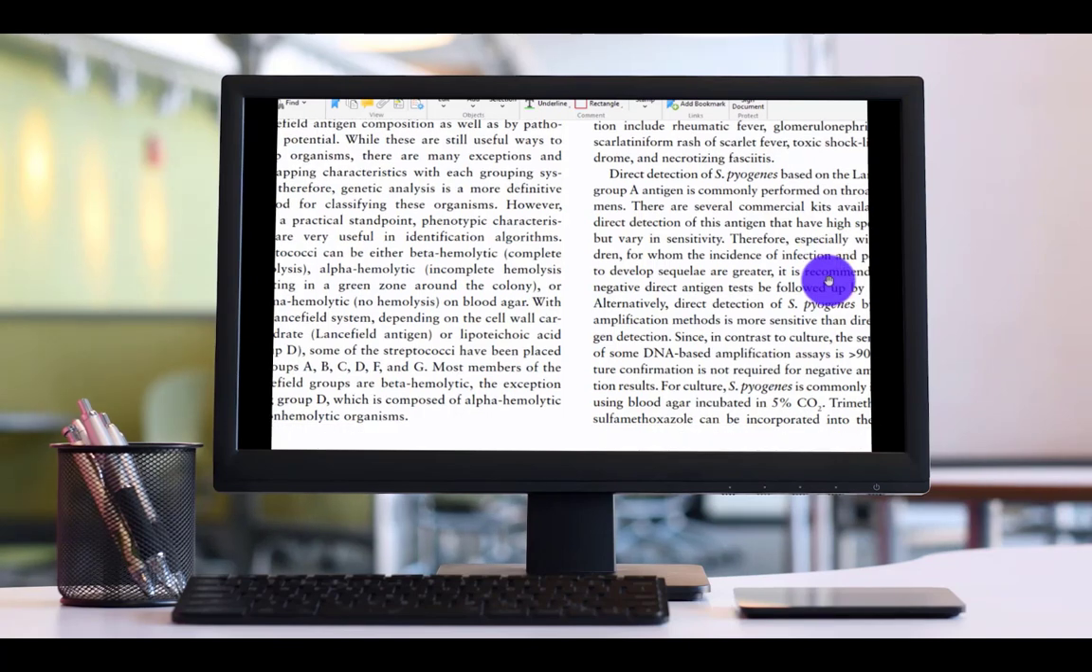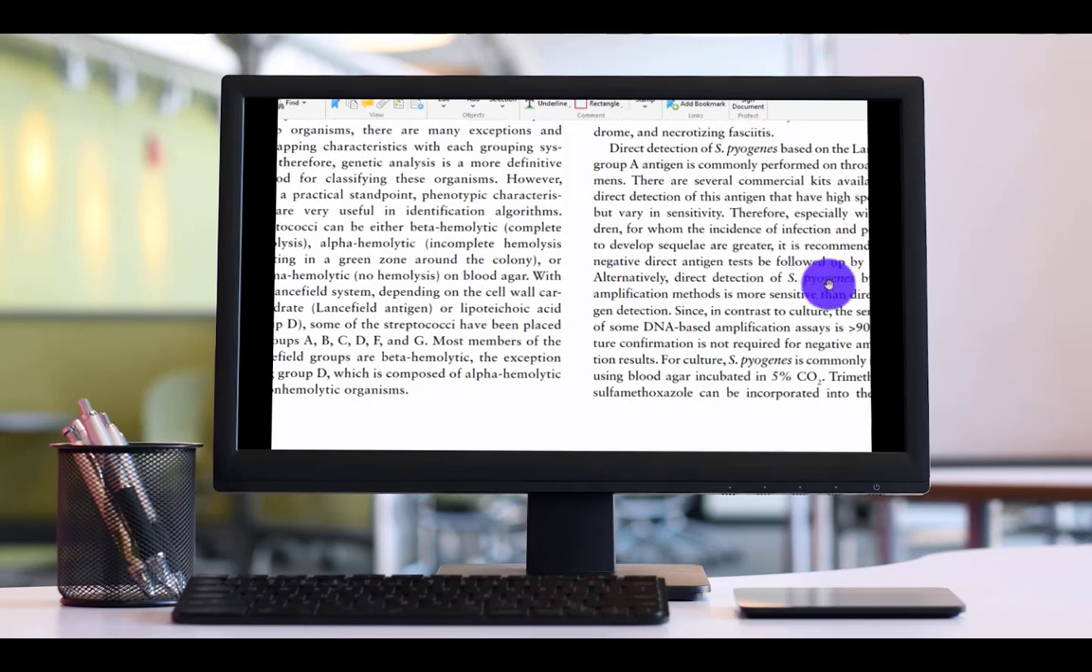There are several commercial kits available for direct detection of this antigen that have high specificity but low sensitivity. Therefore, especially with children, for whom the incidence of infection and potential to develop sequelae are greater, it's recommended that a negative direct antigen test be followed by culture.